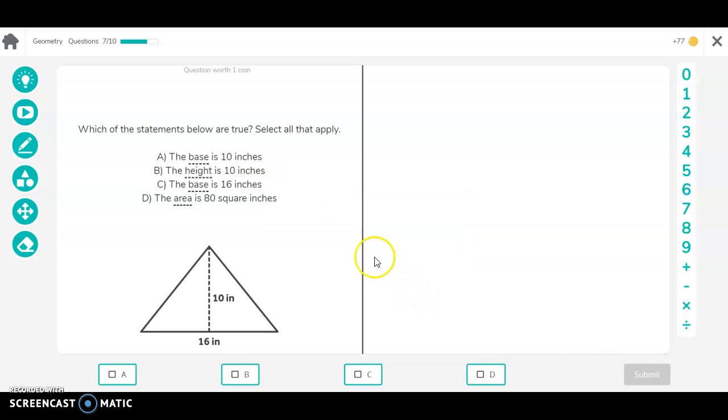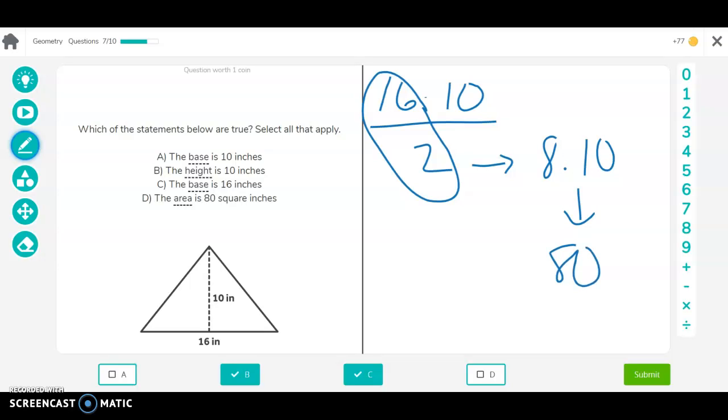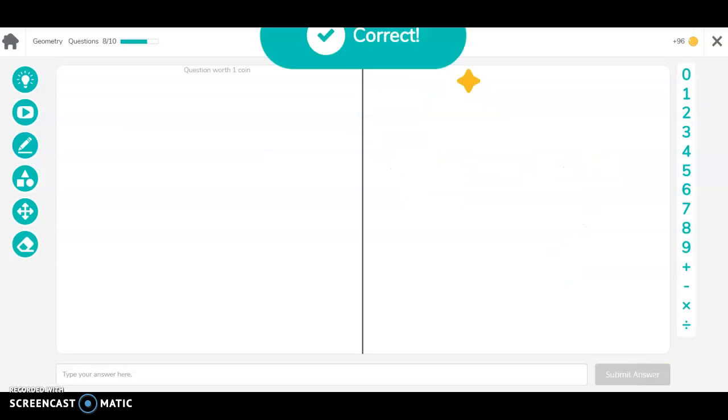Alright, you got to figure out which is true here. So is the base 10 inches? Y'all, this is the height, so that is not it. A is out of the question. But B is not. B, that means the height is 10, the base is 16. Now let's solve for the area, just to check. So we have 16 times 10 divided by 2. I'm going to do this because 16 times 10 gets to a very big number. So this would be 16 divided by 2 is 8 times 10 is 80 inches squared, or 80 square inches, so D also works.